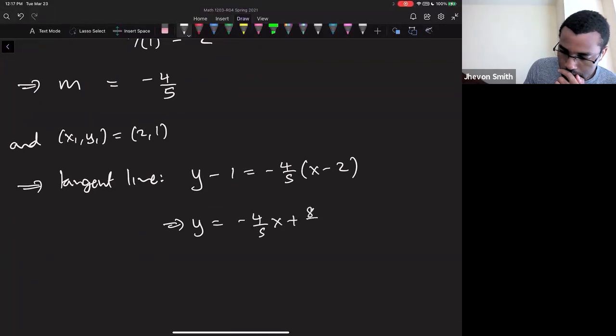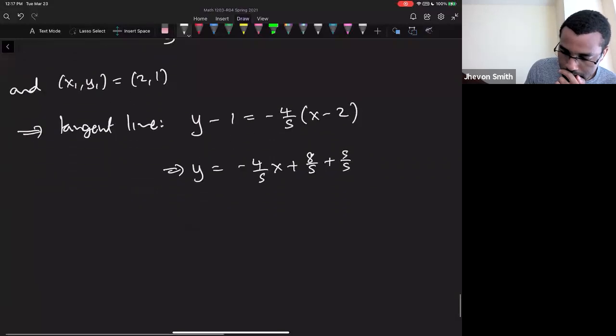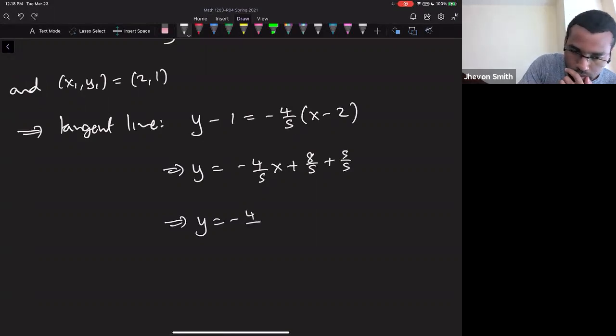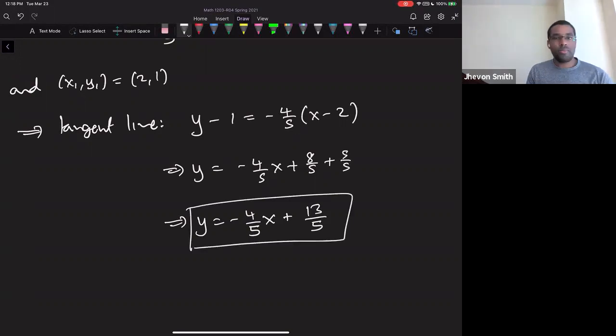It's going to be plus 8 over 5 plus 1, 5 over 5. So this is going to be y is equal to minus 4 over 5x plus 13 over 5. So that's the tangent line.